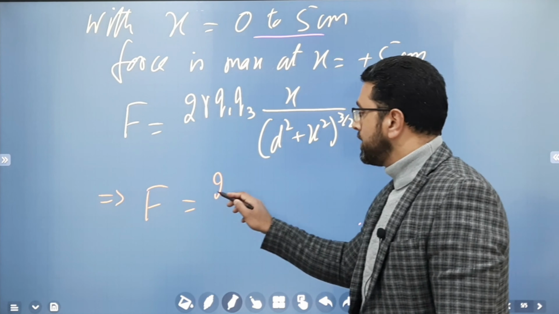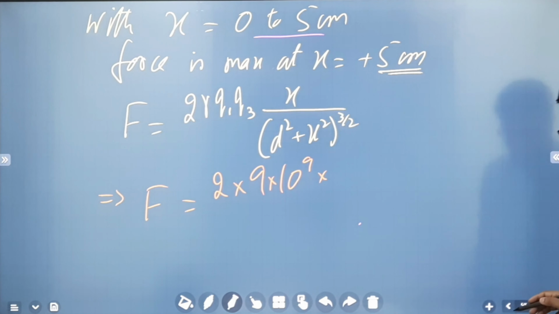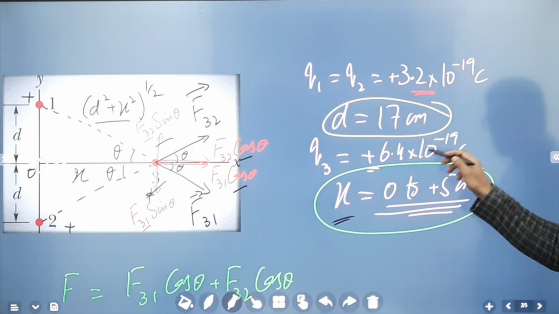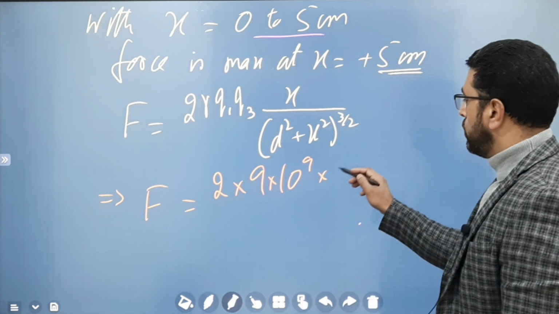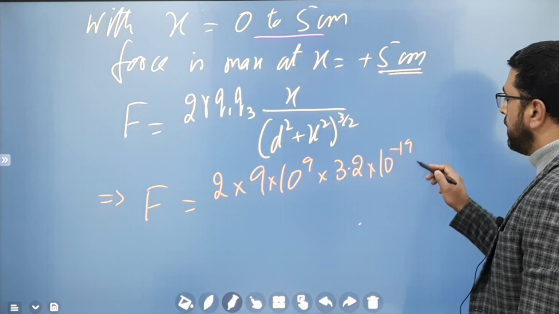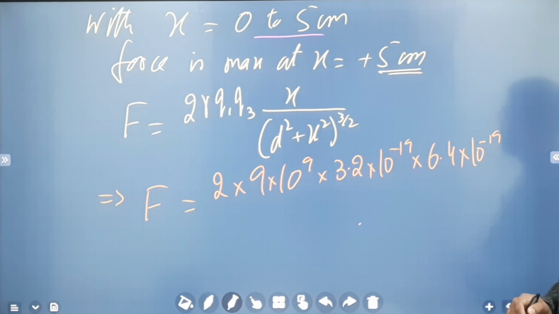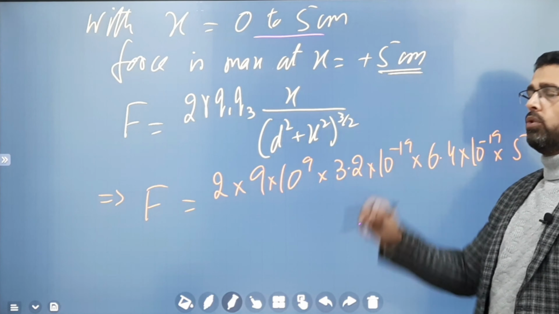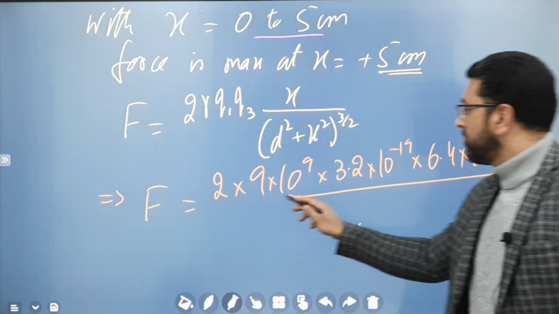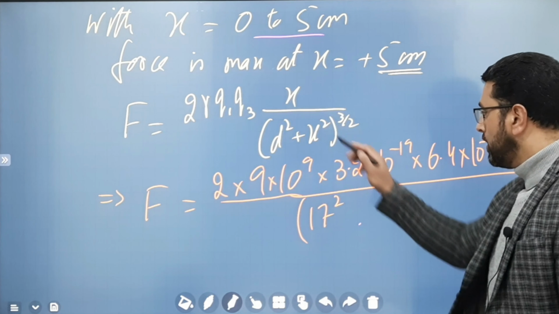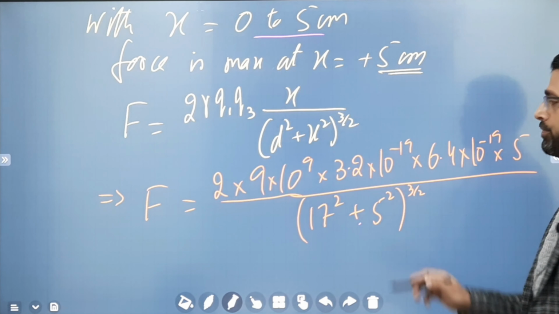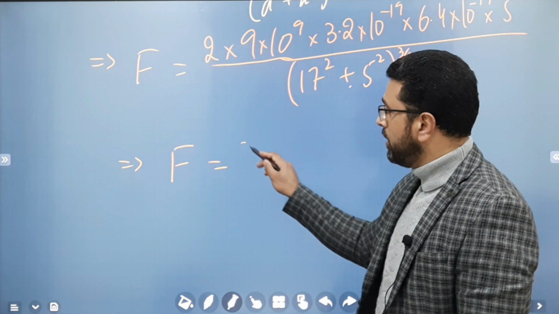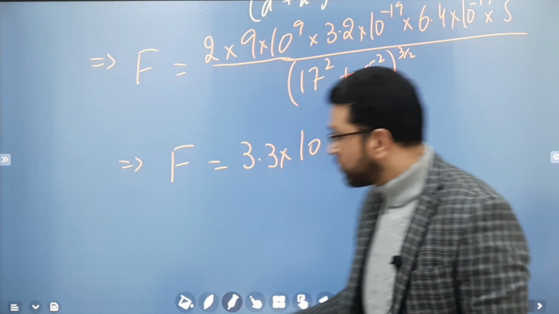So this implies F is equal to twice gamma, which is 9 into 10 to the power 9, Q1 is 3.2 into 10 to the power minus 19, and Q3 is 6.4 into 10 to the power minus 19, x is 5. I'll not convert. We have centimeter length, and it is a ratio of the two lengths, so there is no need to convert centimeters to meters. 5 divided by d, remember, was 17 square plus x is 5 square, power 3 by 2. So you have to work out this thing here. I have already done that. I'll directly give you the value of force. It is 3.3 into 10 to the power minus 26 newtons.